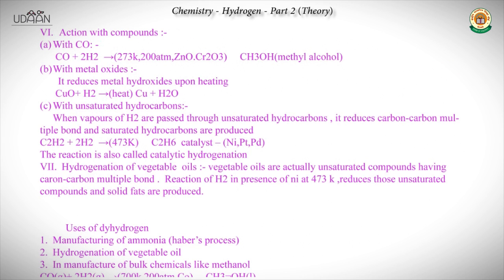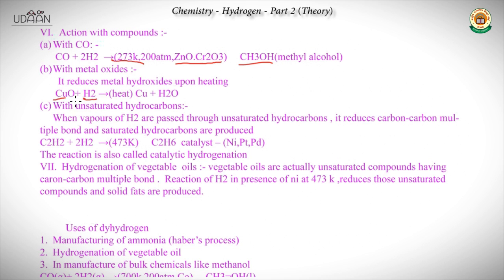First one is CO. CO reacts with hydrogen to give CH3OH, that is methyl alcohol, at about room temperature. This is about 273 K, that is 0 degrees, so it's a little bit below room temperature. And it is at 200 atm, and ZnO.Cr2O3 is used as the catalyst.